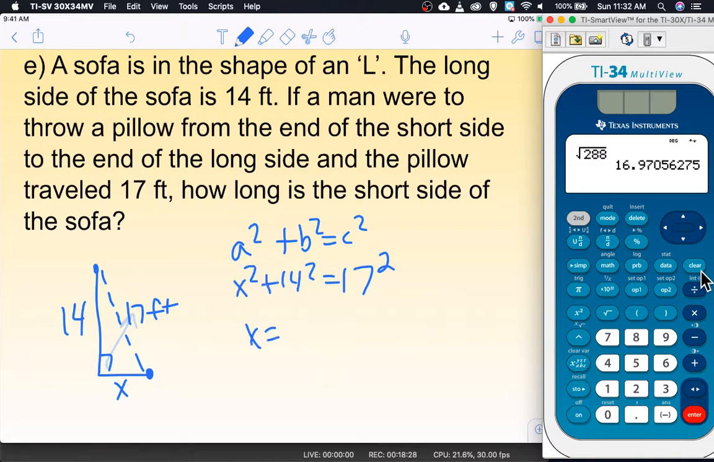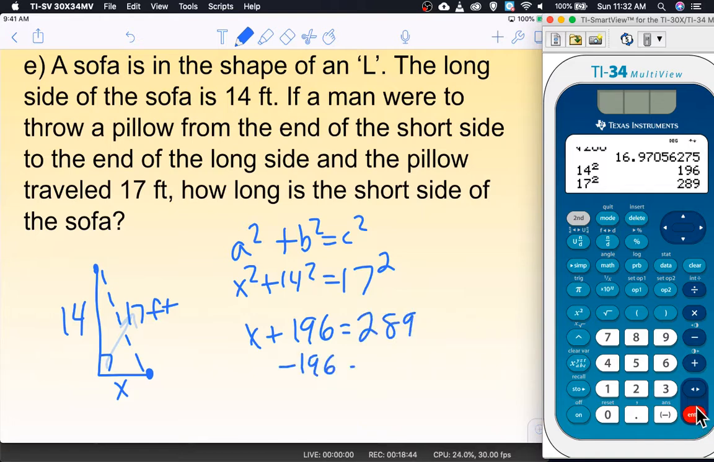x squared plus 14 squared equals 17 squared. 14 squared is 196. 17 squared is 289. When I subtract 196 on both sides, x squared equals, is that 108? Nah. 289 minus 196 is 93.